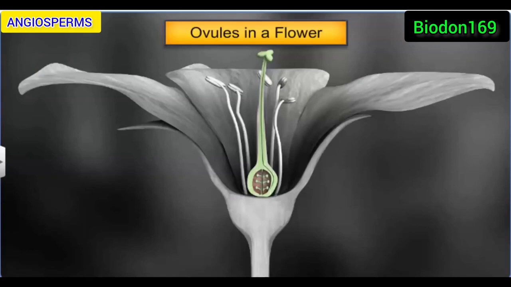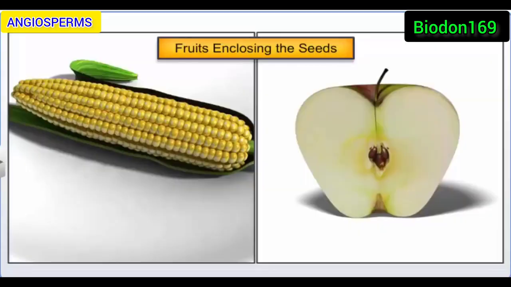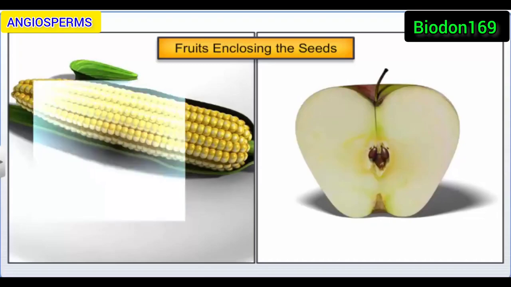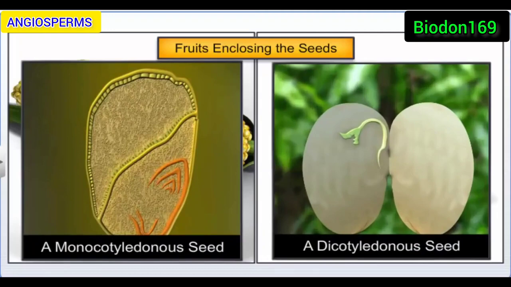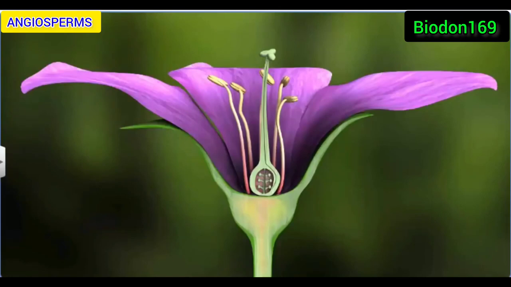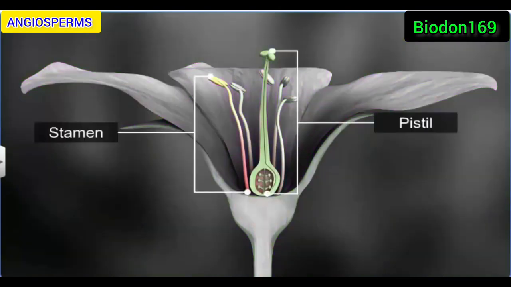These are plants in which the ovules develop inside the flowers. The seeds too are enclosed in fruits, and they can be monocotyledonous or dicotyledonous. A typical flower of an angiosperm contains the stamen and the pistil, the male and female sex organs respectively.